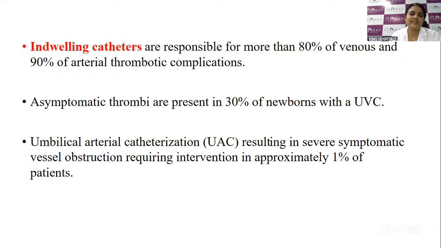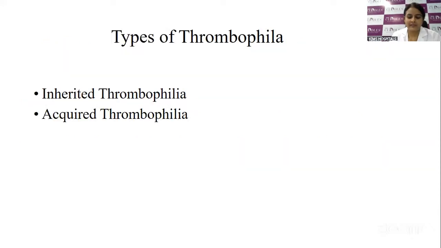Among these risk factors, indwelling catheters are the most common cause and are responsible for 80% of the venous and 90% of the arterial thrombotic complications. Asymptomatic thrombi are usually present in 30% of the newborns who have a UVC. Whereas thrombosis due to the UVC causes severe symptomatic vessel obstruction requiring intervention in approximately 1% of the patients. Coming to types of thrombophilia, there are two types.